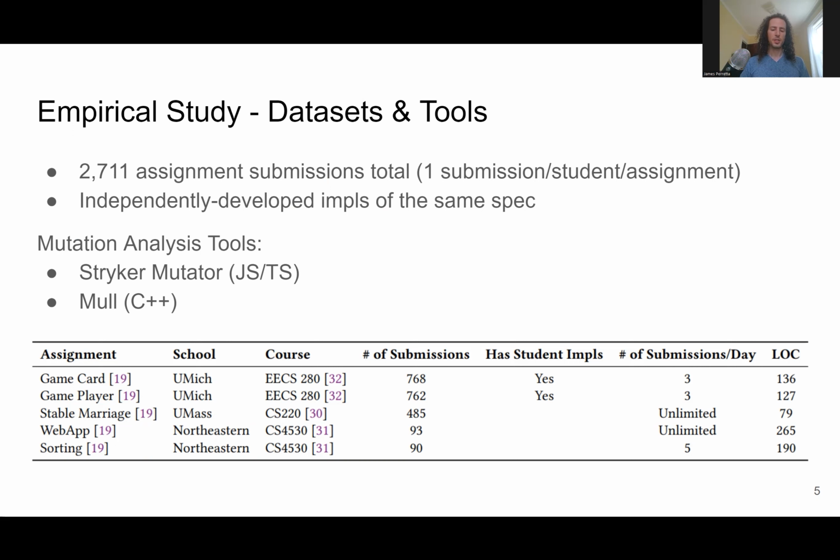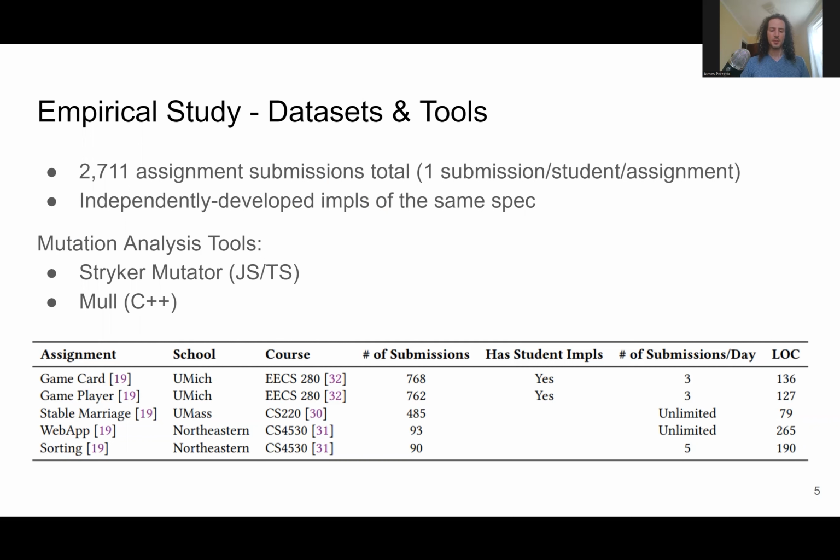In the stable marriage assignment, students wrote test cases for a set of instructor-written implementations of the classic stable marriage algorithm. All the implementations shared a common interface. The students' test cases were evaluated against a set of manually seeded faults, and students could receive feedback as often as they wished from an automated grading system.